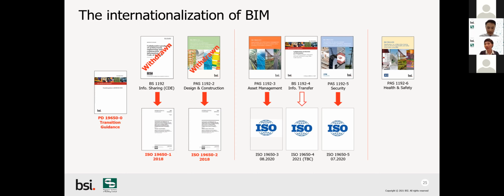Back in 2018, Part 1 and Part 2 of 1192 became 19650 Part 1 and 19650 Part 2. Last year, in the month of August, 1192 Part 3, which is asset management, became 19650 Part 3. And in July, Part 5 became 19650 Part 5, which is BIM security mindedness. So this is the evolution of 1192 into 19650, and this is what we have today. Next, please.